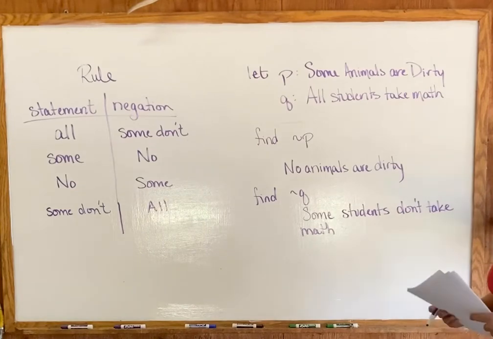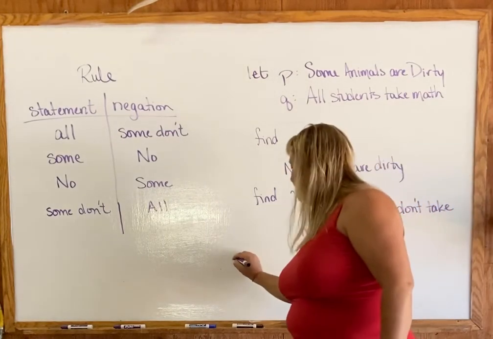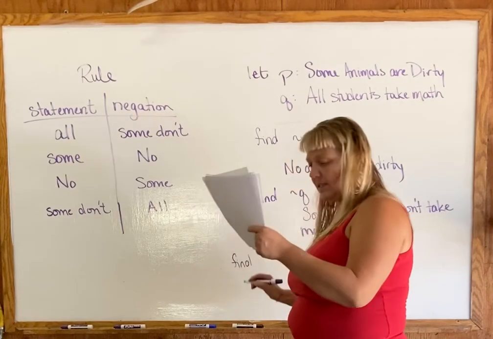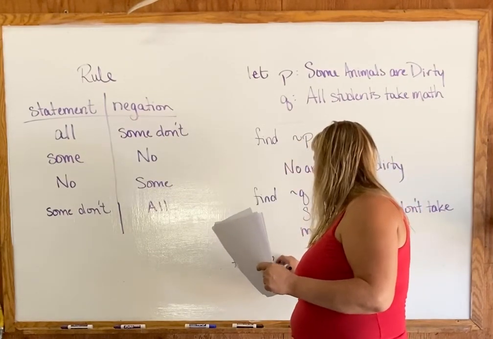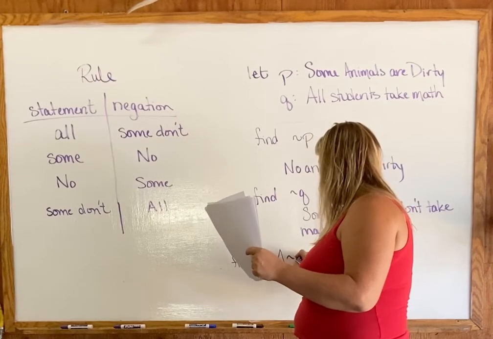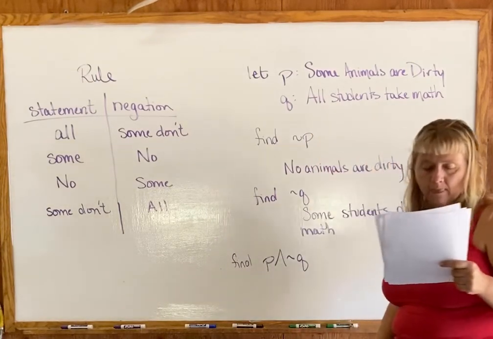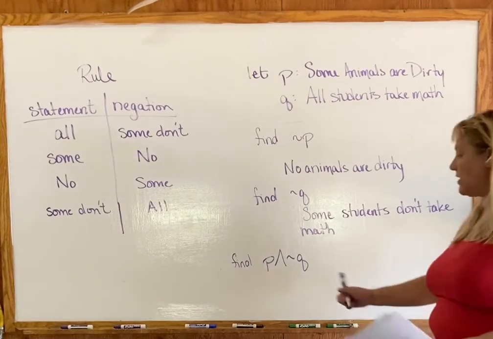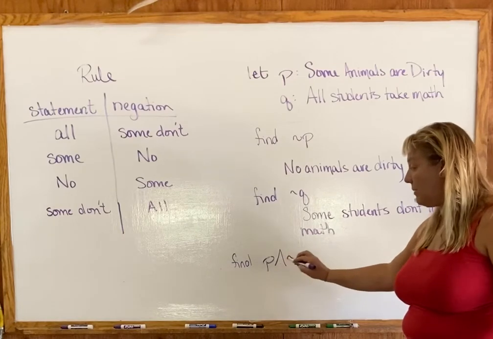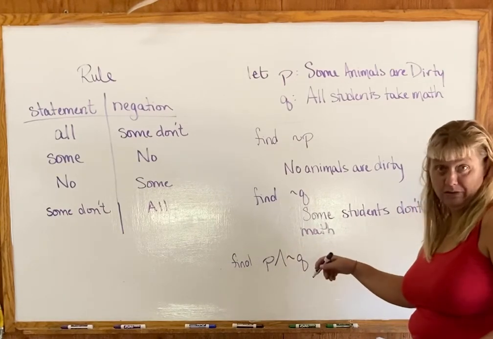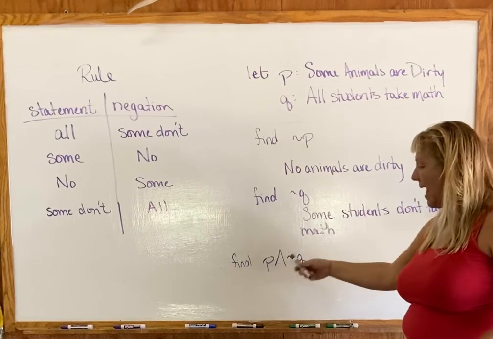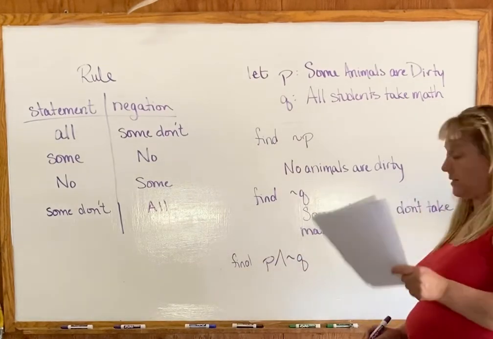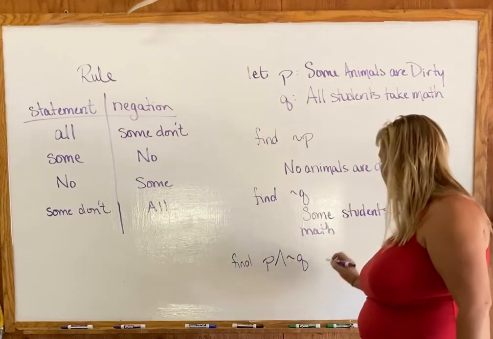Okay, one more with this example. Let's find P conjoin not Q. Now remember, conjoin means and. And just for a little hint, the way I tried to remember this is that the symbol looks like an A, but without the line. I used to even draw on the little line with my pencil. So it was P and not Q. Remember that's and. So we're going to say P, so some animals are dirty.